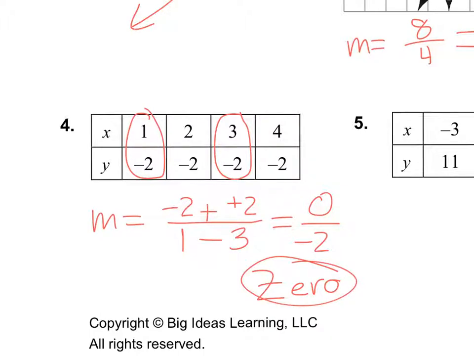Everybody show me what this line's going to look like with your arm. What's 0 slope look like? Think about your bike. Think about your bike. 0 slope. If you put your bike on this line, you're going to go 0 miles per hour, right? So this is 0 slope. Okay? All right, let's look at number 5.